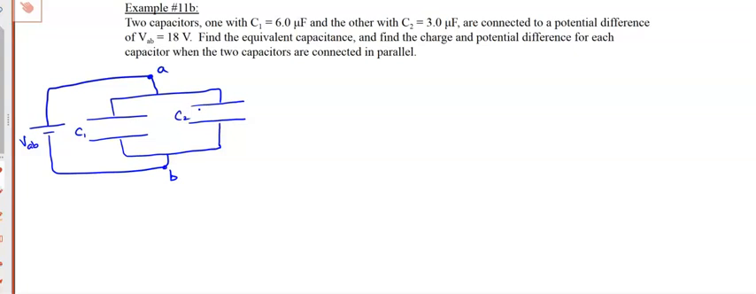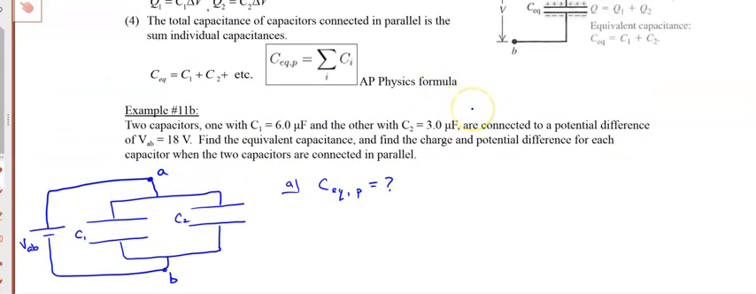Okay, so in the first part, we would like to find the equivalent capacitance. We'll call that part A. What is the equivalent capacitance in parallel? And if you recall earlier in our notes, we derived this formula. The equivalent capacitance in parallel is simply adding the capacitances. So really what we're going to do is just add capacitor 1 and capacitor 2, their capacitances.